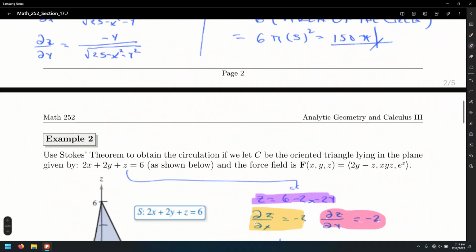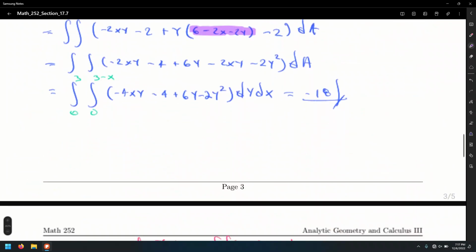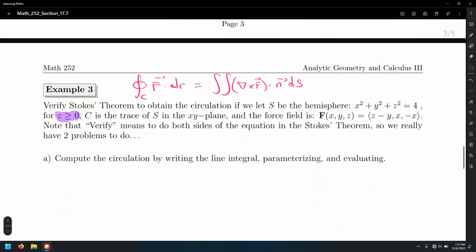However, here it's a little cryptic. But in this case, they're telling us it's a trace. Remember traces from the beginning of the semester? So that's when we make one of the variables 0.